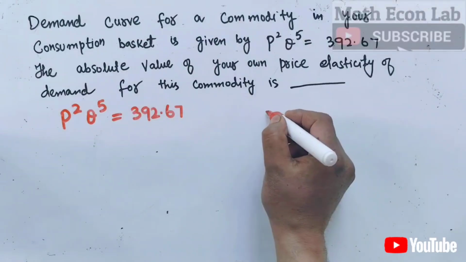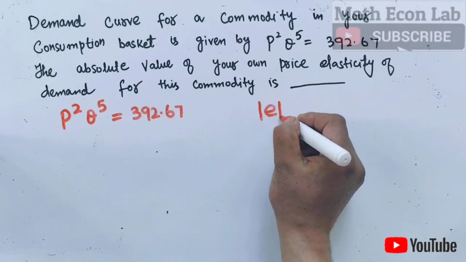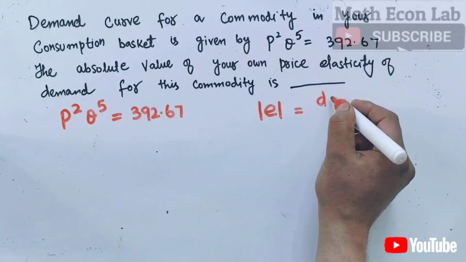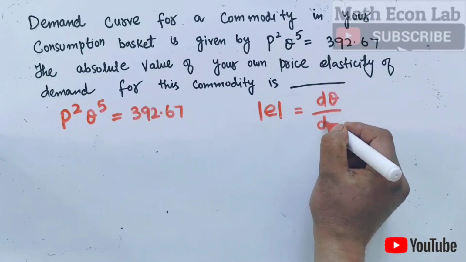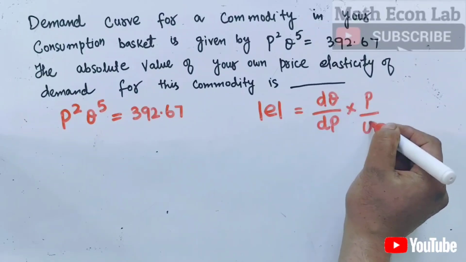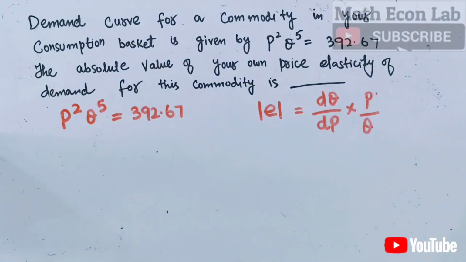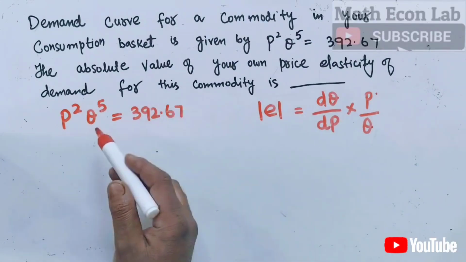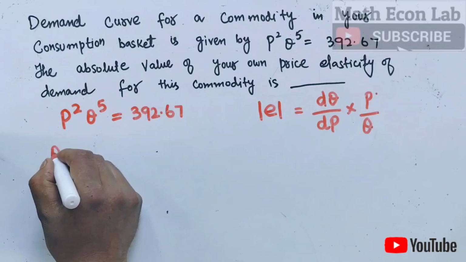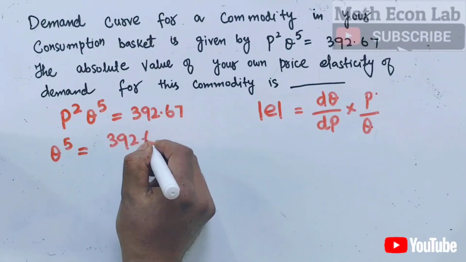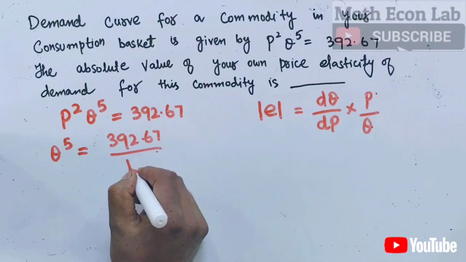So we know that elasticity of demand in absolute terms will be equal to the change in the quantity demanded due to the change in the price, times price upon quantity demanded at that very price. First we need to find this derivative dq upon dp. For that we need to solve this function for q. So q raised power 5 is equal to 392.67 divided by p square.